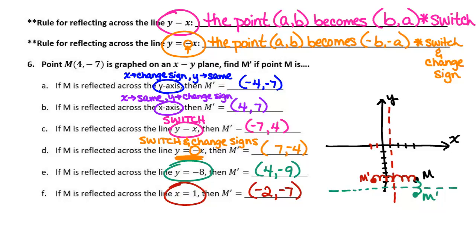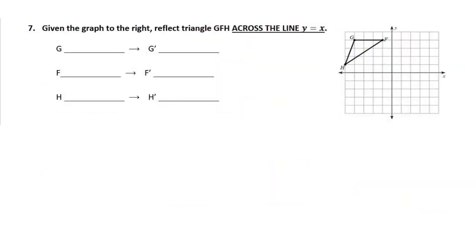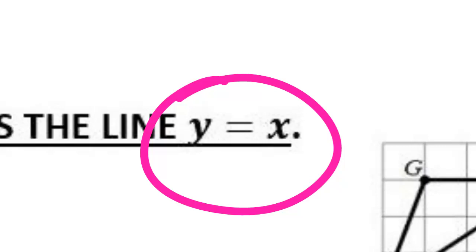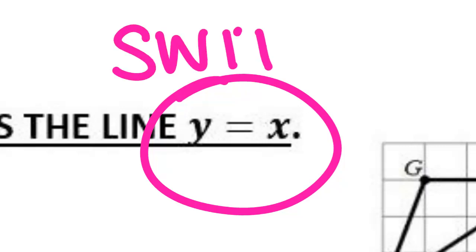Let's look at number 7. We have this triangle, GFH, and we're going to reflect across the line y equals x. What's my rule for reflecting across y equals x? Yep, it's going to flip. It's going to switch.